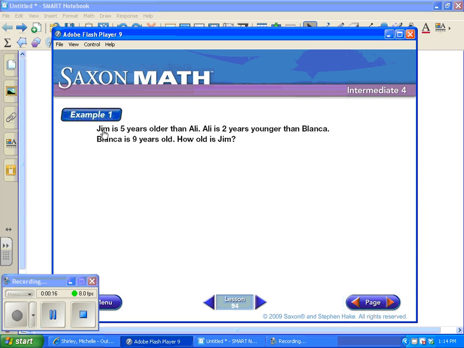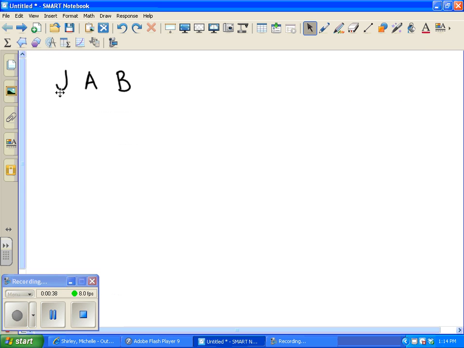Example 1. Jim is 5 years older than Ali. Ali is 2 years younger than Blanca. Blanca is 9 years old. How old is Jim? Okay, when I have a problem like this, I like to set it up like algebra, and I like to use letters to stand for things. I'm going to use letters for names. So I've got J for Jim, A for Ali, and B for Blanca.